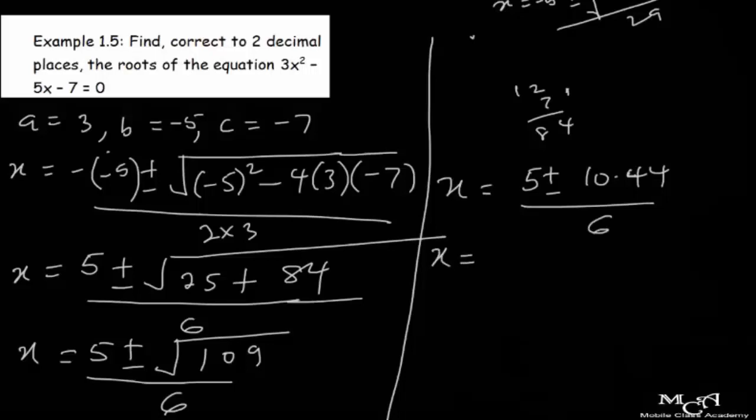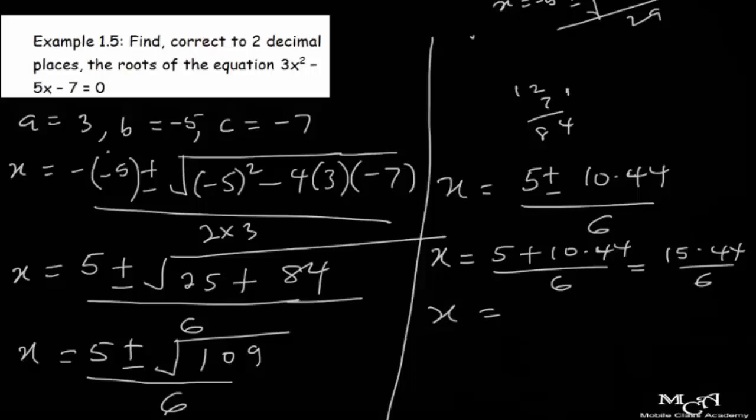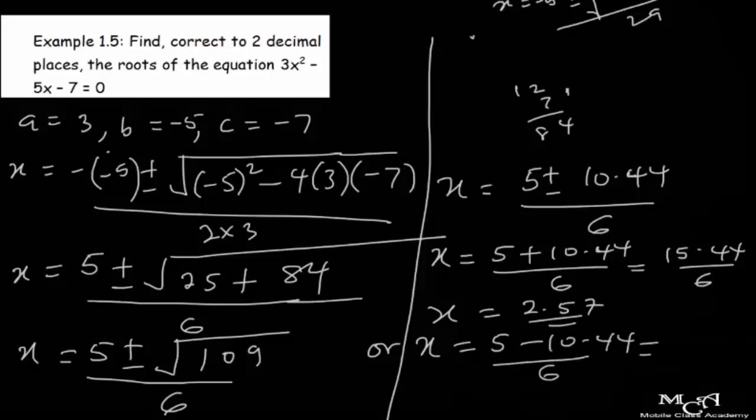So your value of x will now be 5 plus 10.44 over 6, which will give you 15.44 over 6. So your x is, if you divide 15.44 by 6, you get 2.57. Or your x can be equal to 5 minus 10.44 divided by 6, which will give you minus 5.44 over 6. If you divide that, your x will give you minus 0.91. So that is all about that particular question.